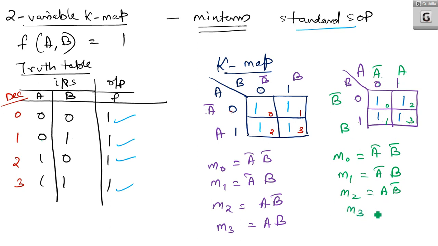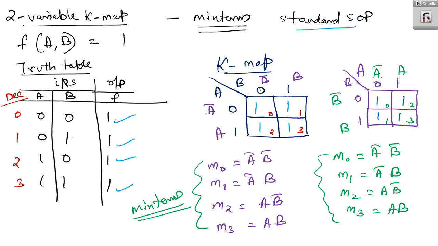M3 is A B. Hope you have understood the concept of two variable K-map. And this m0, m1, m2, m3 represents the min terms. So that is an example of this two variable K-map. How to reduce the expression using two variable, three variable and four variable K-map, we will do in the further lectures.